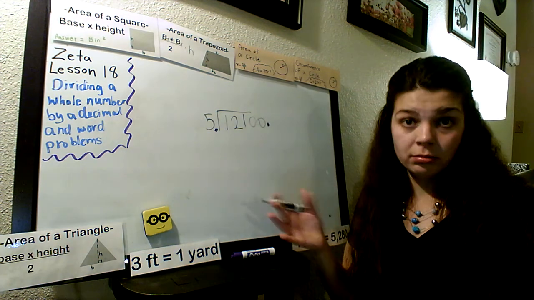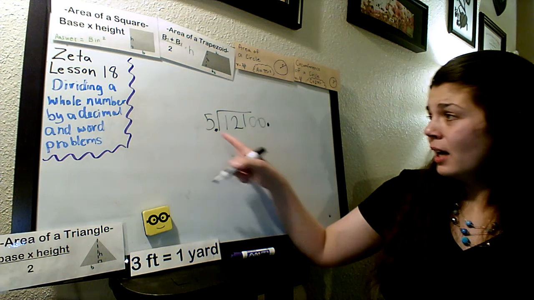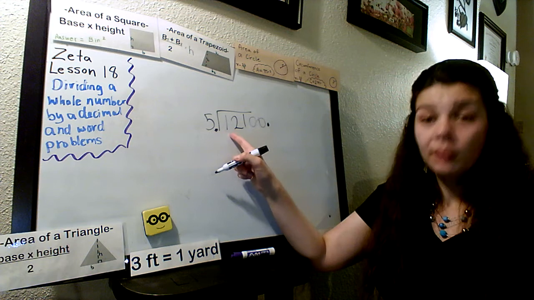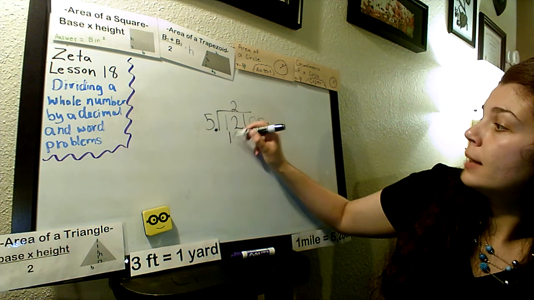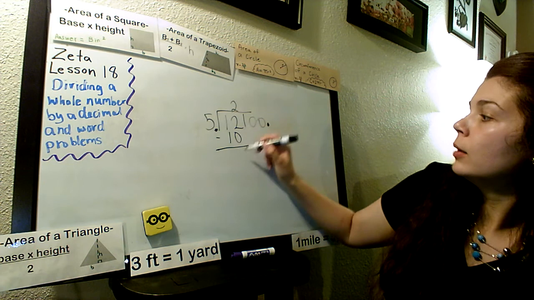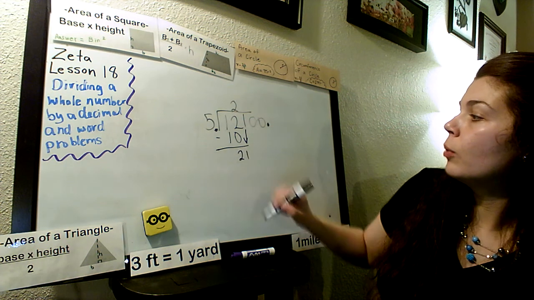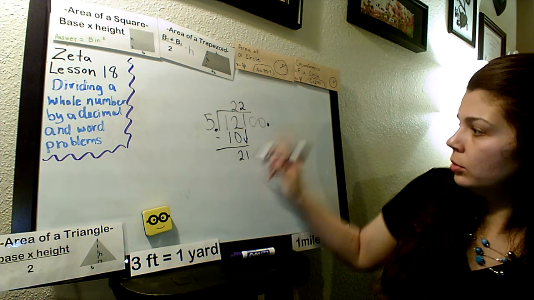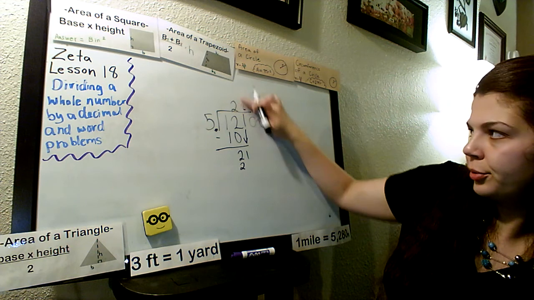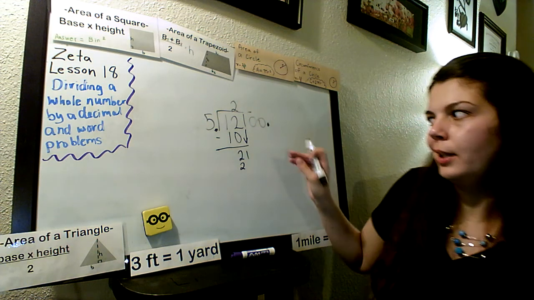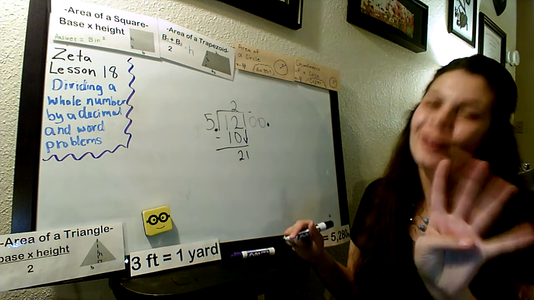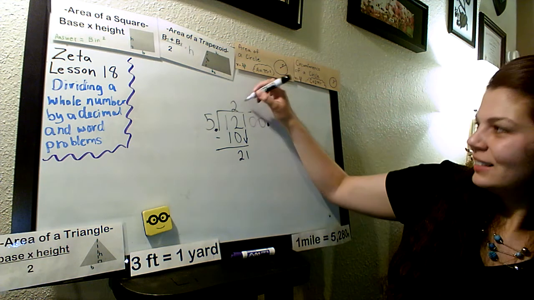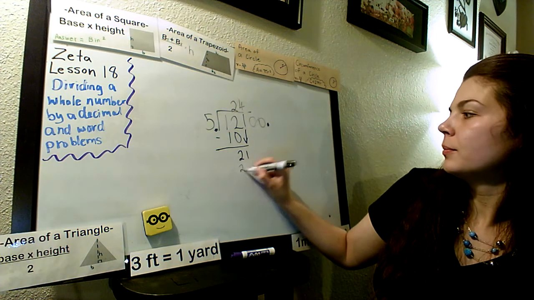All right, now we just go ahead and divide. How many 5s go into 1? None. How many 5s go into 12? 2, and that's 10. 2, and I drop the 1. How many 5s go into 20? 4, 5, 10, 15, 20. 4, 20.